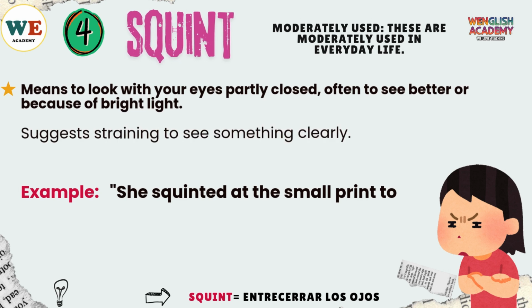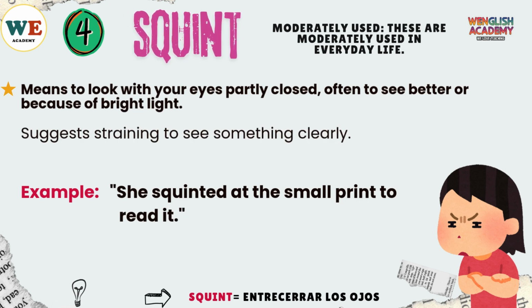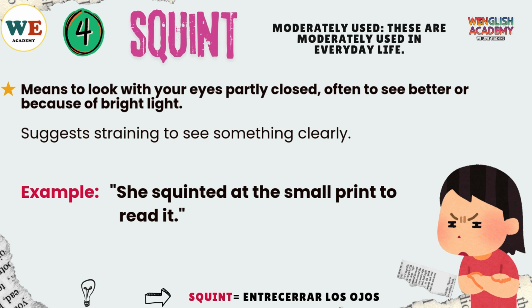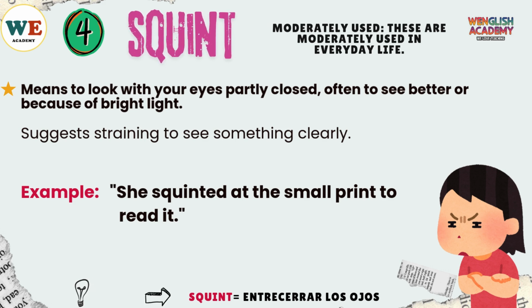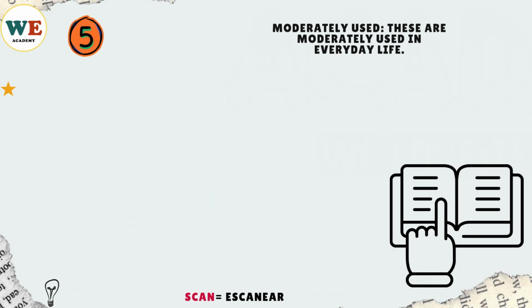4. Squint. Means to look with your eyes partly closed, often to see better or because of bright light. Suggests straining to see something clearly. Example: she squinted at the small print to read it.